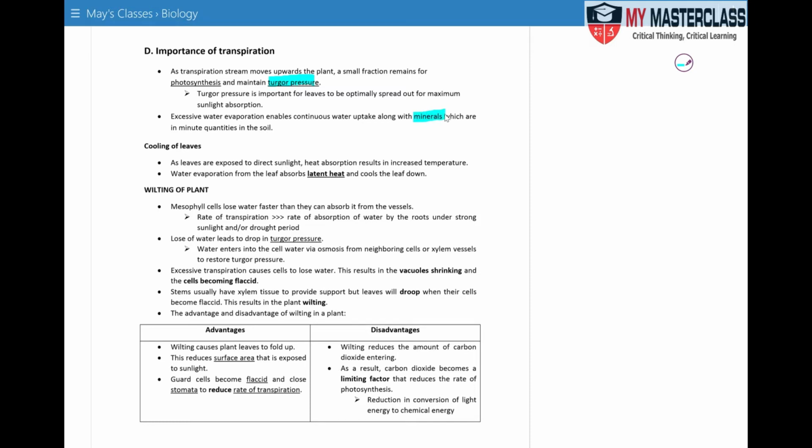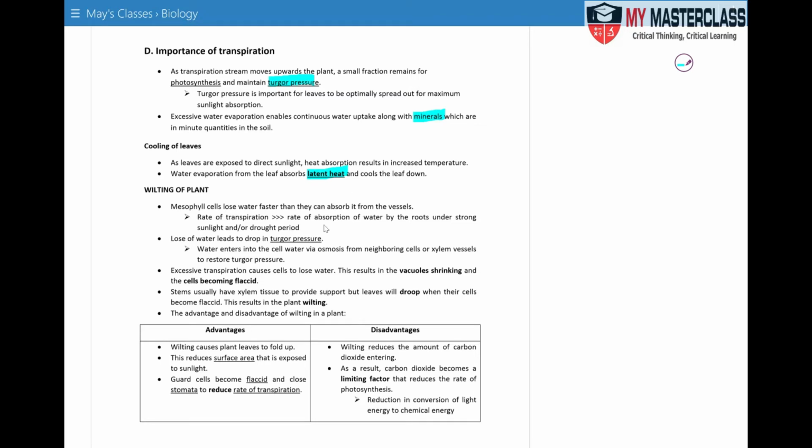Another part is also for cooling, similar to the perspiration that occurs in humans. As the water evaporates from the leaves, it will absorb the additional heat that the plant has from the surroundings, or through chemical processes such as photosynthesis and respiration, to cool the leaves or the plant down.